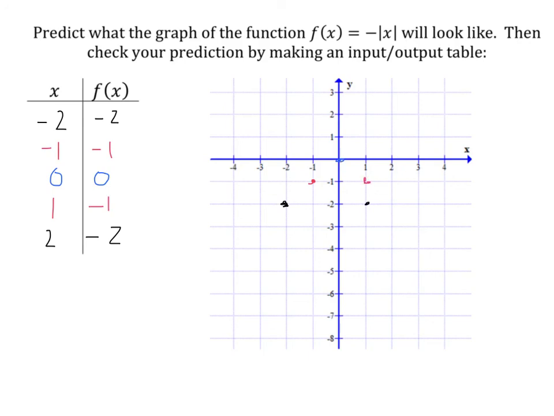After plotting these 5 points, I can see that my graph is indeed the exact same absolute value v. Oops, just realized I missed on that point right there. It should have been there. We'll have the same absolute value v shape, but it'll be opening downward instead of upward. Again, this vertex is still sitting right here at the origin, but it's reflected across the x-axis.